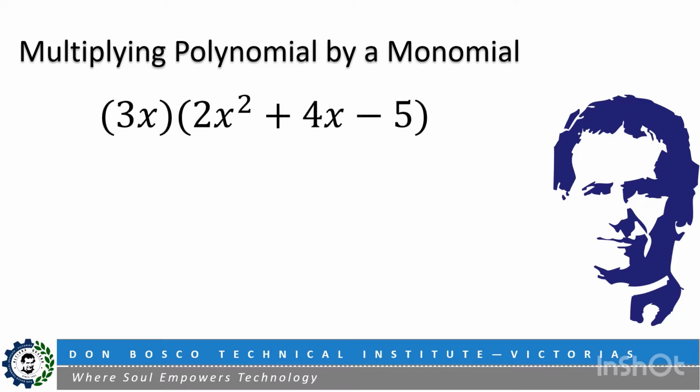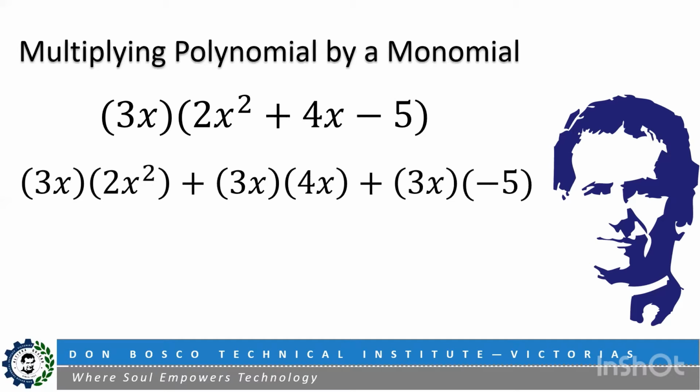Taking this example, 3x times the quantity 2x squared plus 4x minus 5. Again, to do this operation, we must multiply each term of the polynomial by the monomial. So we will have 3x distributed to our trinomial 2x squared plus 4x minus 5, resulting to 3x times 2x squared plus 3x times 4x plus 3x times negative 5.